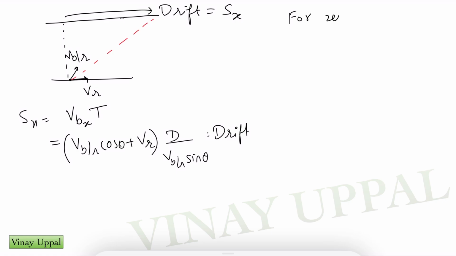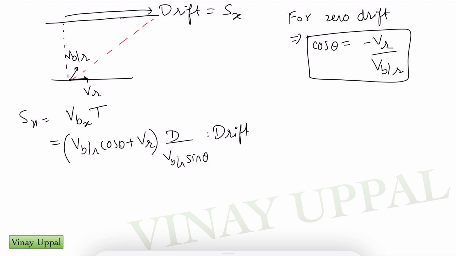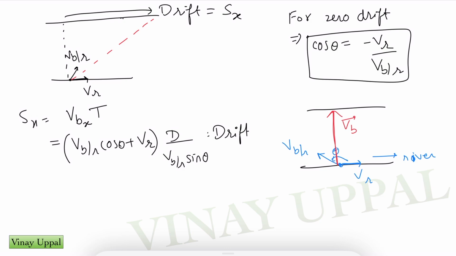For zero drift, we just have to equate this expression to 0. That means the boat will have 0 x component in the ground frame, and you can see cos theta would be equal to minus VR divided by VBR. The negative sign denotes that the boat will try to swim upstream. Upstream means against the river flow. And the resultant will be perpendicular to the river flow. So this will be my VB vector.